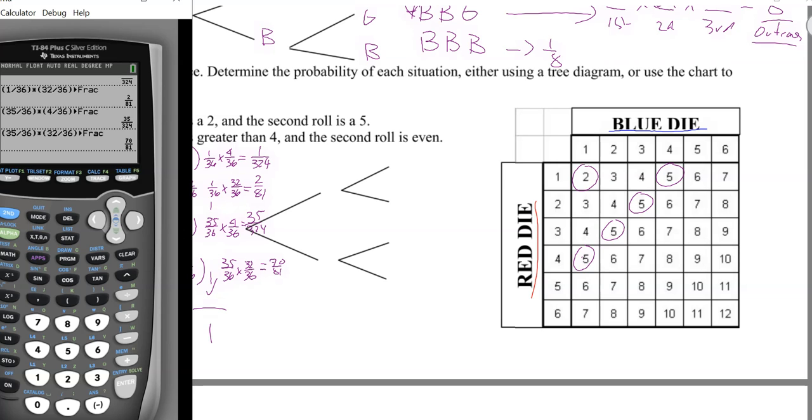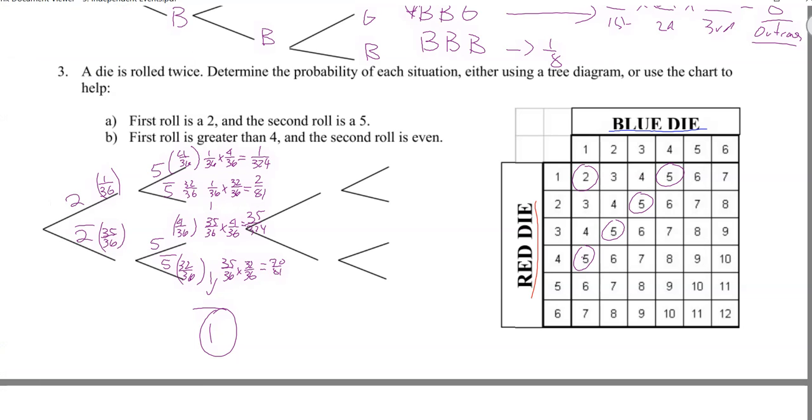And here's the question. What do these all add up to? So let's just grab them one at a time. So that, plus the 2 out of 81, plus 35 out of 324, plus 70 out of 81. Hit enter. And no surprise here, right? These must add up to 1. Okay, it's got to have every possibility.